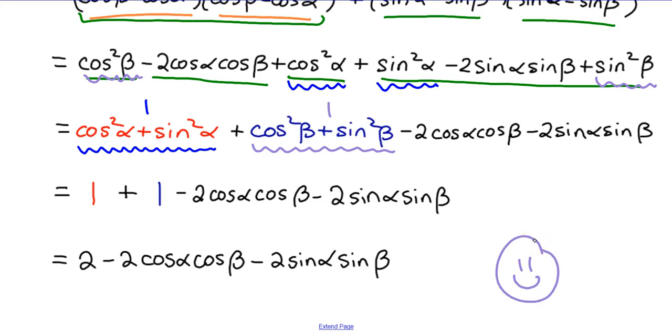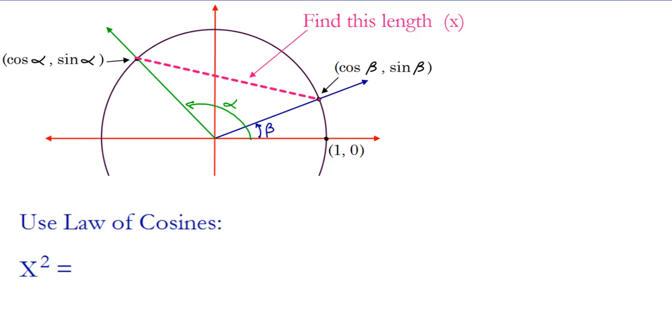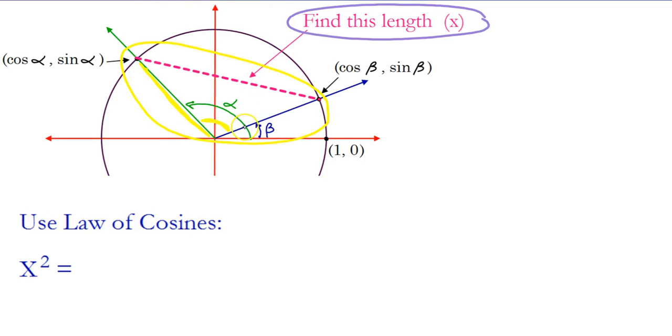Okay, so where does that leave us? There wasn't really anything else we could do to simplify it. So what I'm going to do now is repeat the process of finding the length x, but do it in a different way. Do you notice that we have a triangle right here? And we know the included angle, and we know this side length, it's 1 because it's a unit circle, and this side length, it's 1 because it's a unit circle.